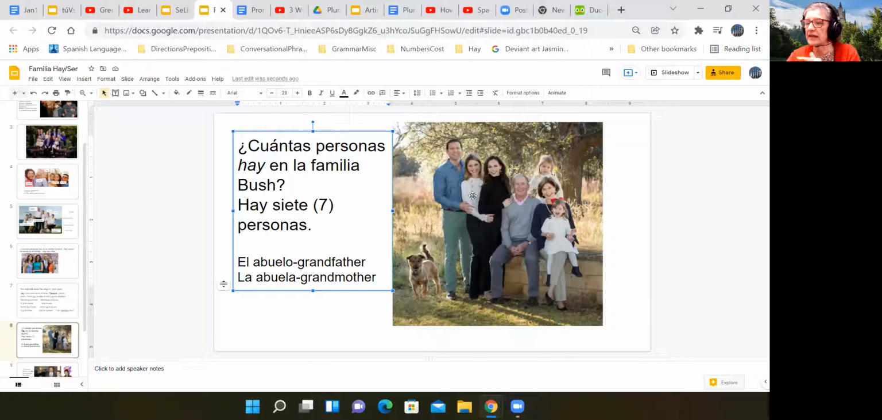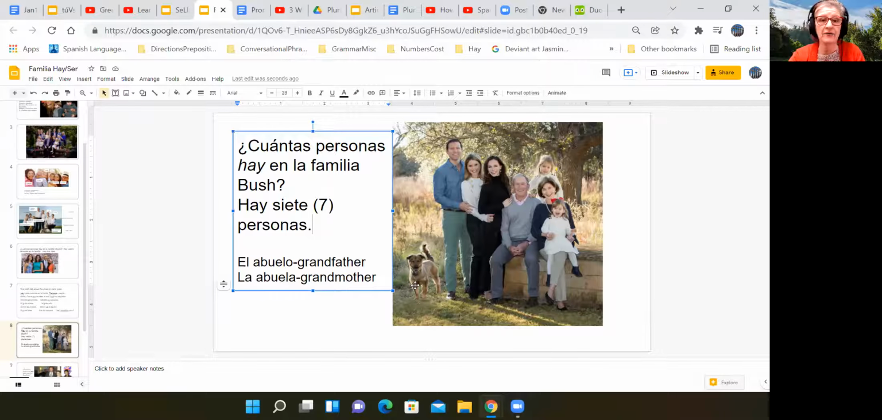Hay 2 hijas, Jenna y... ¿cómo se llaman las hijas? Jenna y Barbara. Las hijas de George y Laura se llaman, their names are Barbara y Jenna. ¿Sí? Hay un yerno, there's a son-in-law, ¿sí?